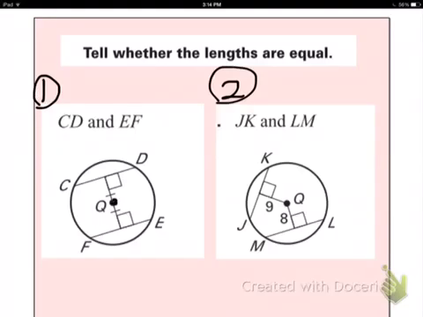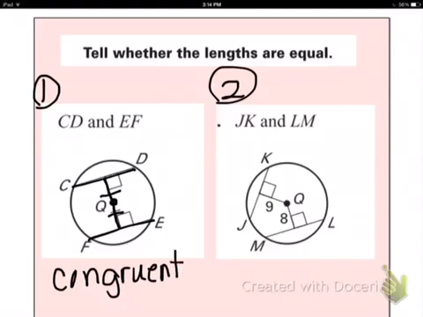If we look, here's our center. We know that the distance from the center of circle Q is going to be congruent to the CD, and the distance from center Q is congruent to chord EF. So those chords would have to be congruent because they have equal distance from the center. If we look at example 2, we know the distance from Q to chord JK is 9, and the distance from Q to chord ML is 8. Since those are not the same distance, that would not be congruent.